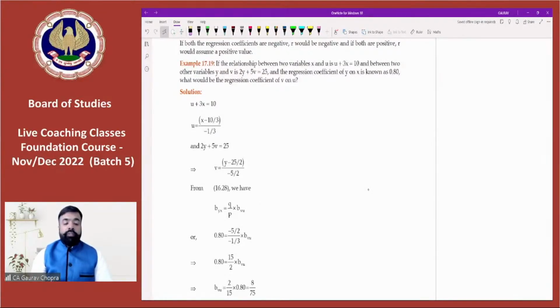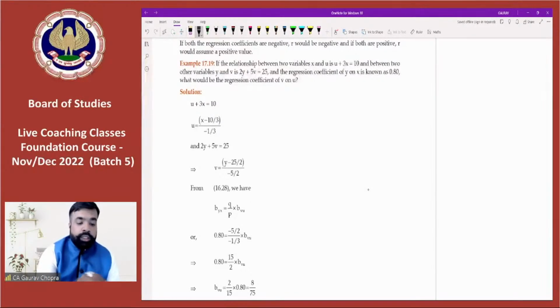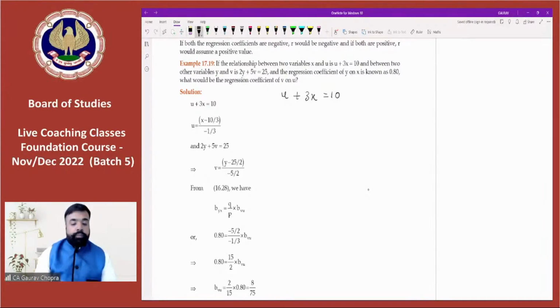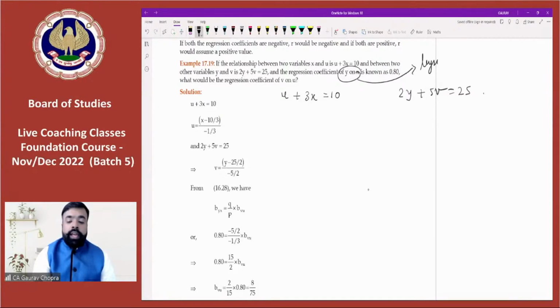If the relationship between two variables x and u is u plus 3x equal to 10, so this first equation is given, u plus 3x equal to 10. And the second equation is 2y plus 5v equal to 25. Find the regression coefficient of y on x. That means we have to find b_yx.